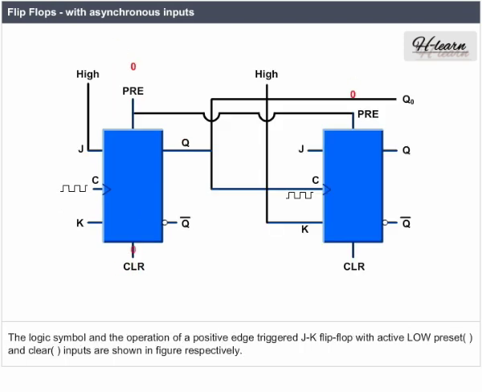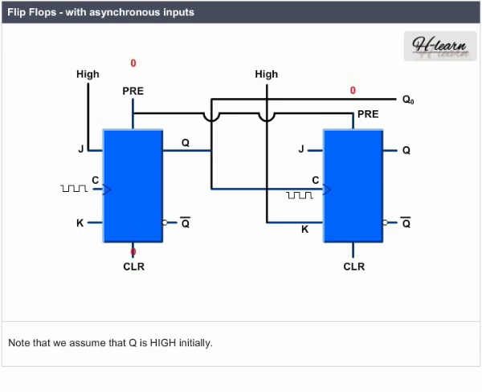The logic symbol and the operation of a positive edge triggered JK flip-flop with active low preset and clear inputs are shown in figure respectively. Note that we assume Q is high initially.